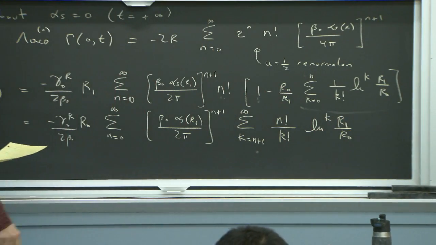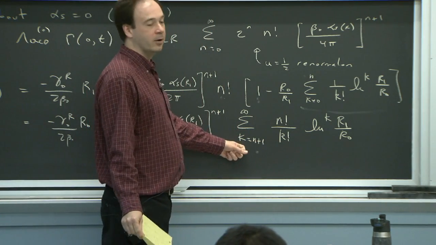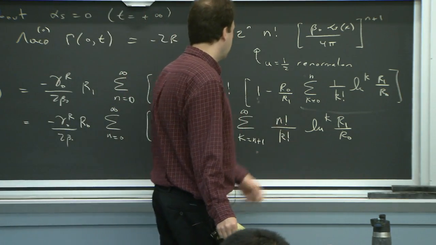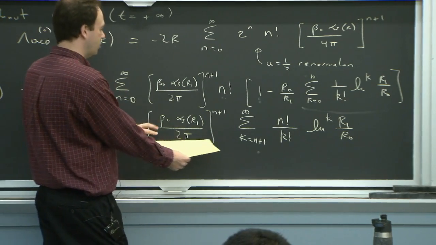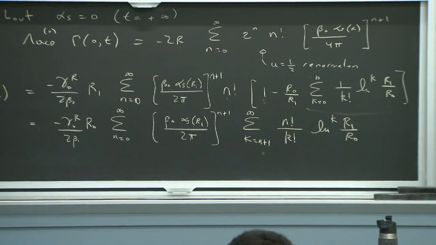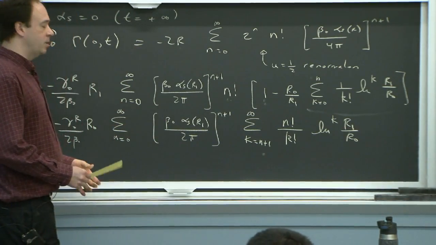Then you can see that the n factorial is being tamed by another factorial growth, which is always of a greater power, n plus 1. Okay, so this is a number less than 1. And this thing here, beta naught alpha over 2 pi times the log, is also something that's less than 1. It's exactly the thing that you sum up when you're running the coupling. So this is a convergent series.